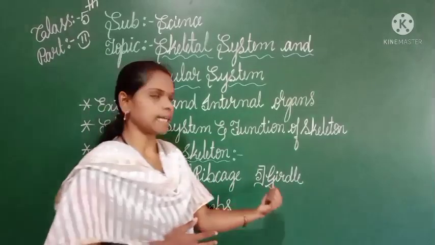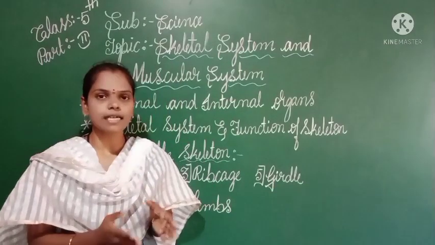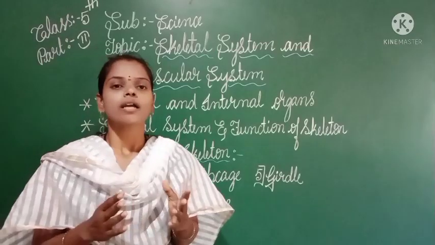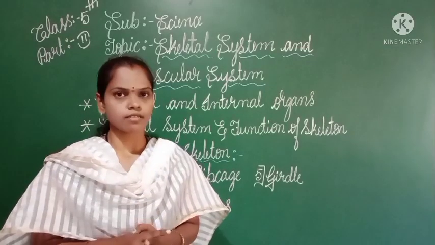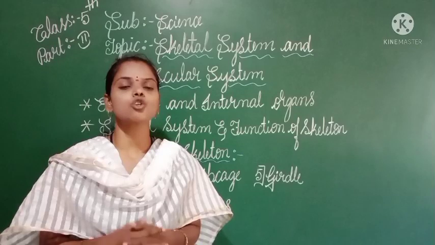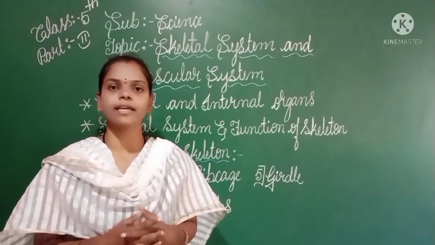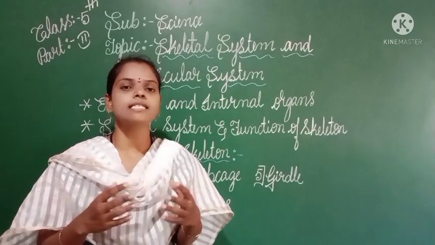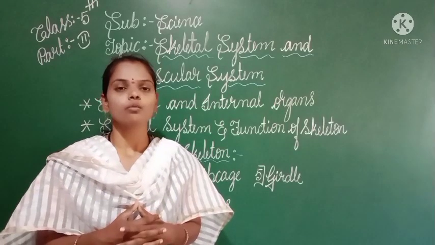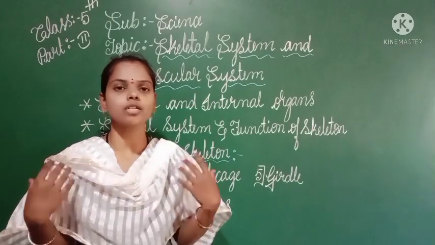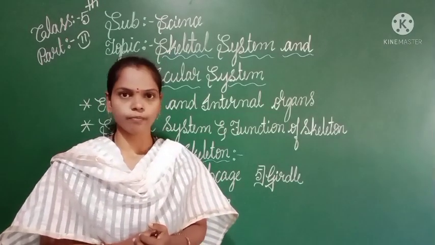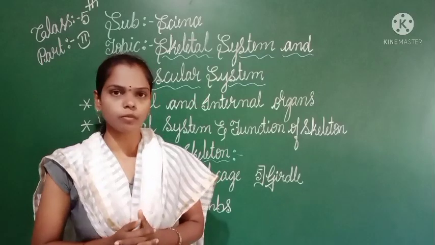Next is the girdle. Like the limbs, there are also girdles, two pairs of girdles, that is the shoulder girdle and the hip girdle. Dear students, the shoulder girdle is the point where the limbs are connected through the shoulder bone to the trunk of the human body, the backbone.